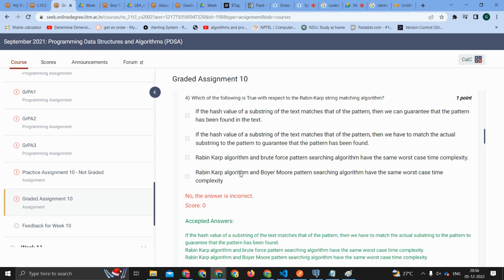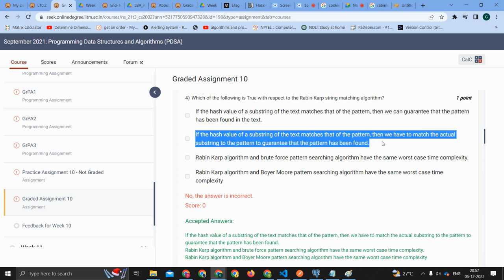So that means only the second option, B, is correct, I think. If the hash value of the substring of the text matches the pattern, then we have to match the actual substring to guarantee that the pattern has been found. I think that is correct.